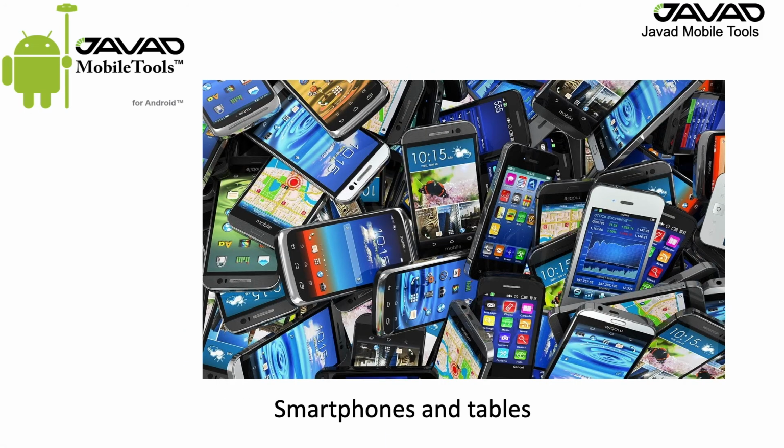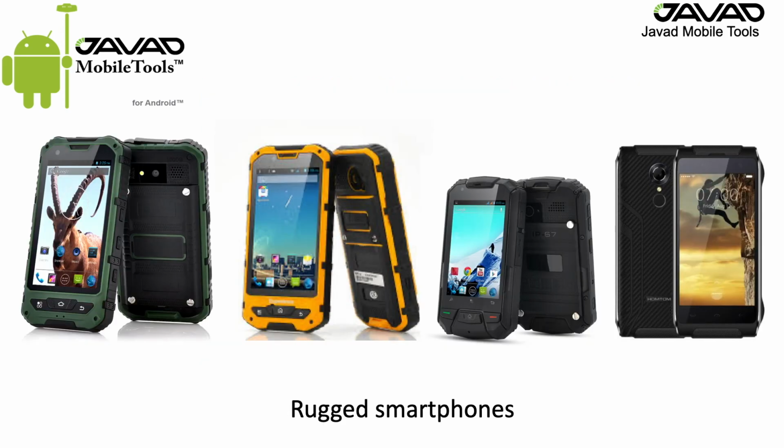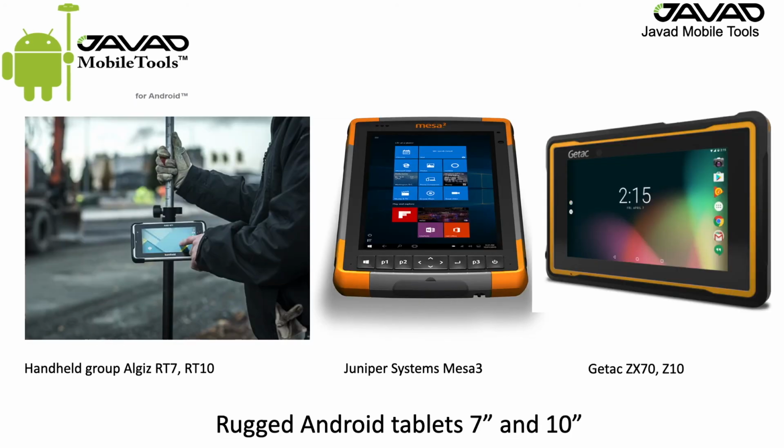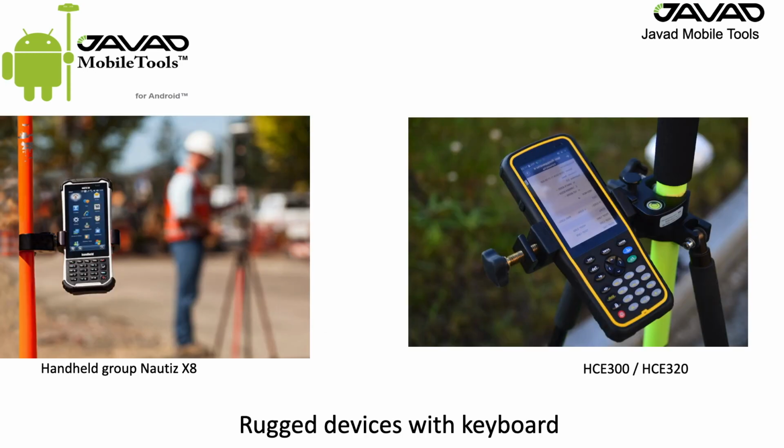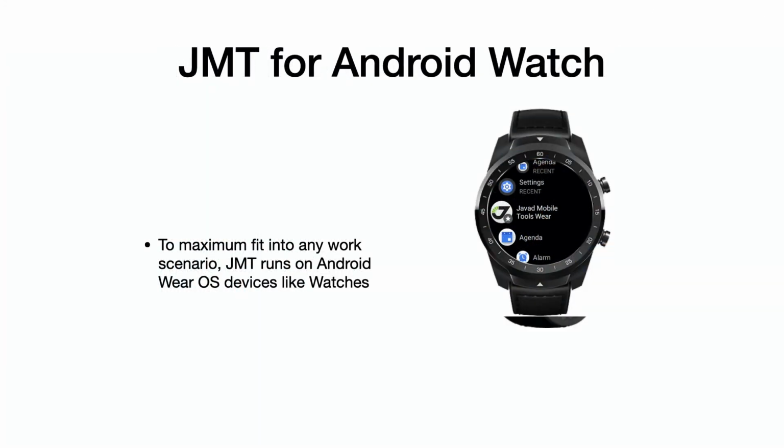JMT runs on many variants of controllers. And the customer can select: does he want to carry a small standard smartphone to survey with just a click, or does he want to use a tablet with a large screen to work with maps? Does he or she need a keyboard? Or maybe he even wants to control the survey with his wrist using JMT on a watch.